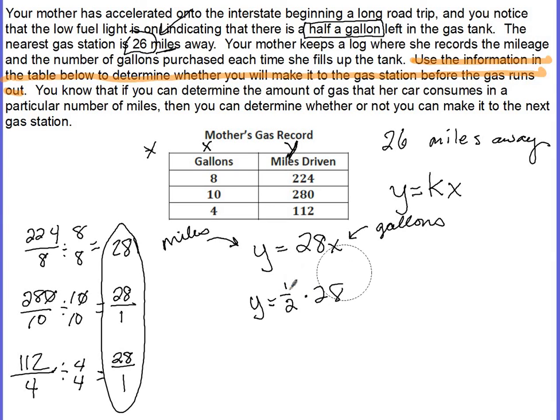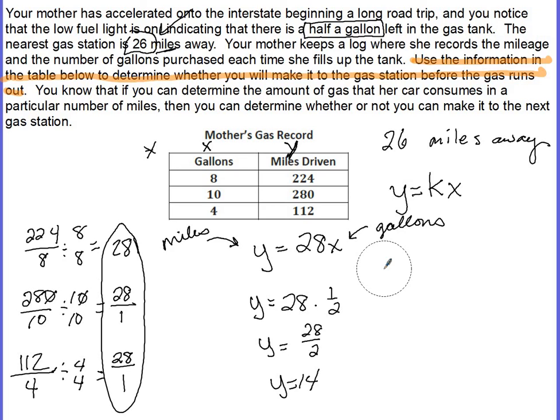times 28. And actually, I'm going to write that in the same order so it doesn't get confusing. I'm going to keep that constant of proportionality first. So y equals 28 times half. So the miles that she can go is equal to her constant of proportionality times how many gallons she has. And if I do that math, I get 28 over 2, which is equal to 14. So our mom is going to be able to go 14 miles on her half a tank of gas. Unfortunately, it doesn't really look like she's going to make it to that next gas station.